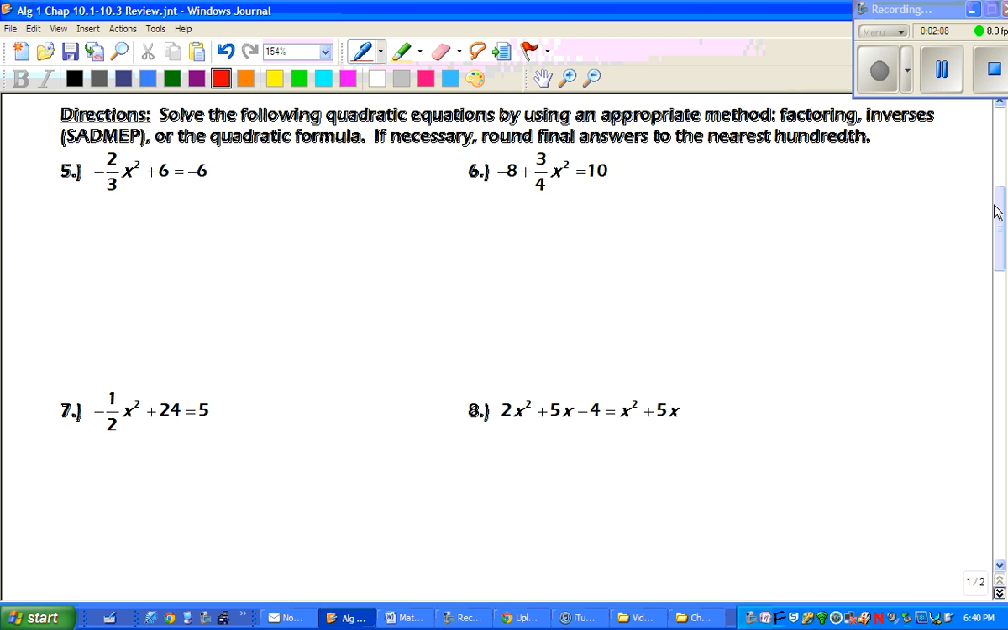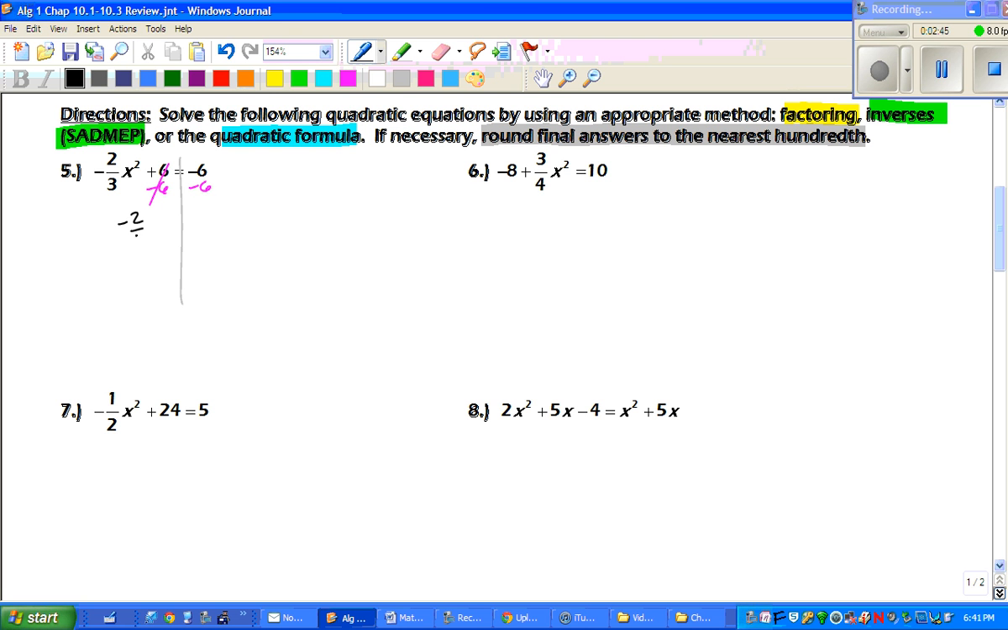Alright, next one says solve the following quadratic equations by using an appropriate method. We can choose from factoring, inverses, which is SADMAP, or the quadratic formula. If necessary, we need to round the final answer to the nearest hundredth. Let's get started. We draw the line down the middle, and now we have to do SADMAP, because anything with fractions we talked about is always SADMAP.